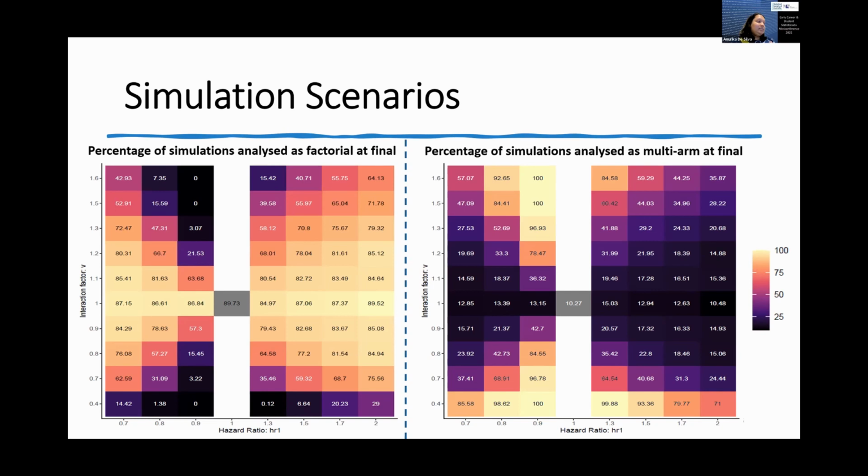What we can see is that, as expected, as the interaction factor moves closer to the null value of 1, which means when there's no interaction, a higher percentage of simulations are analyzed as factorial, which is what we would expect. As the interaction factor moves away from the null value of 1, a higher percentage of simulations are analyzed as multi-arm at final. And there's a probability of around 10% of detecting this interaction, which is what we would expect.